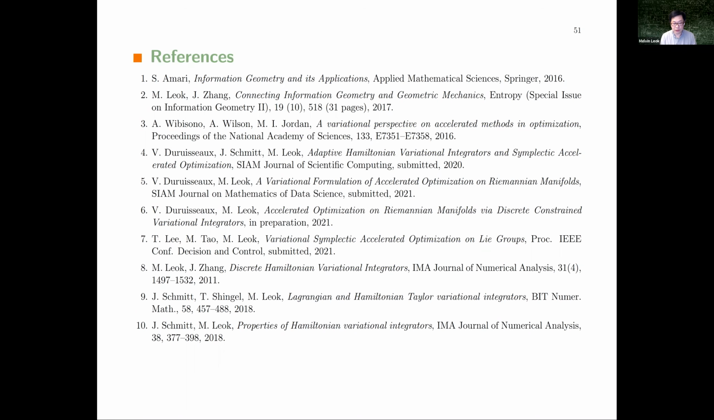You don't have to construct the corresponding Lagrangian. It may not even exist, right? And these methods will give you symplectic methods, and they still have the nice property that you can systematically construct a large class of algorithms from them.